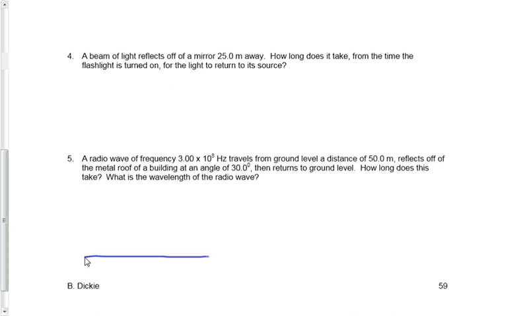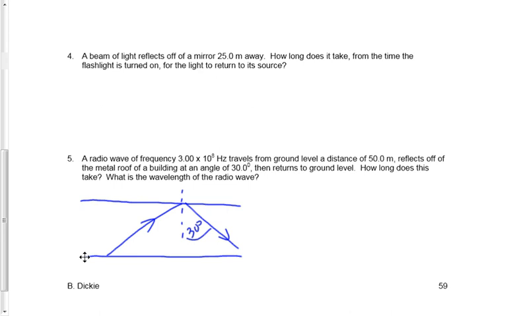Here's the ground. Here's the roof. This radio wave goes up like this, reflects off at an angle of 30 degrees. Now, it's not very clear here, to be honest, whether they mean 30 degrees as measured from the normal or 30 degrees as measured from the roof. That's not very clear. What we meant in this question was 30 degrees measured from the normal line, because that's always the way we measure reflection. We talked about the law of reflection yesterday. So always measure from the normal line.